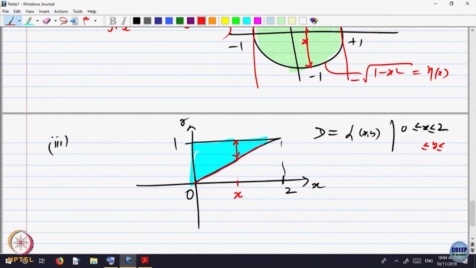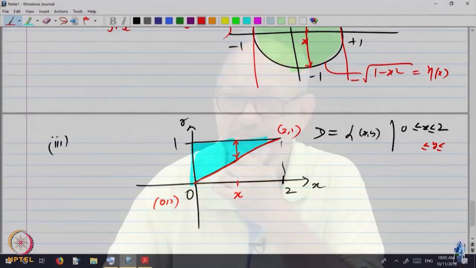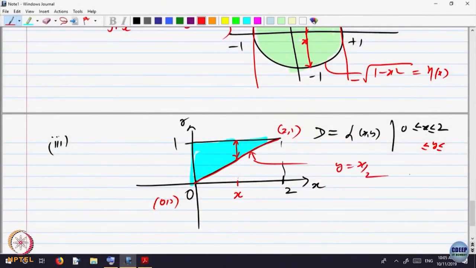So, we have to find out what is the equation of this line. What is the equation of this line? What is this point? This point is (0, 0). So, what is the equation of this line? It is not y equal to x. Yes, y equal to 2x? No, x by 2. So be careful. So this equation is y is equal to x by 2, because when x is equal to 2, y is equal to 1. So this goes up to 1 and starts at y equal to x by 2.